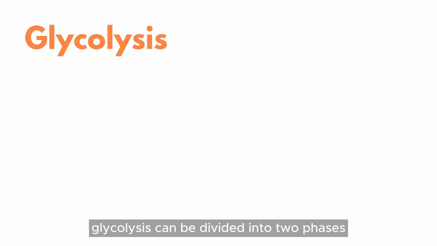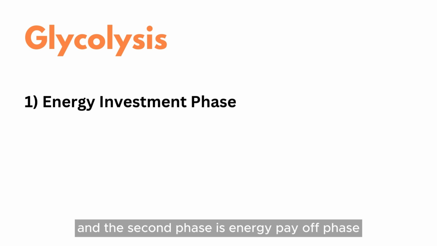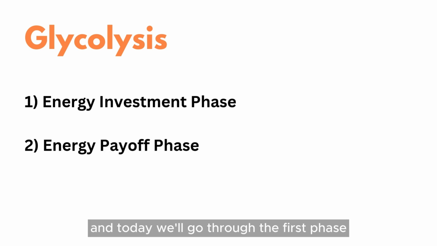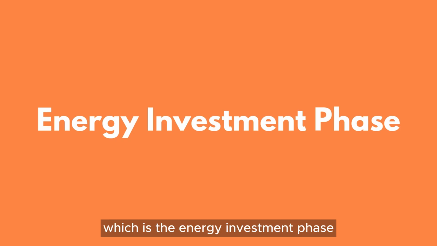Today we'll be talking about the first process in cellular respiration, which is glycolysis. Glycolysis can be divided into two phases. The first phase is the energy investment phase, and the second phase is the energy payoff phase. Today we'll go through the first phase, which is the energy investment phase.